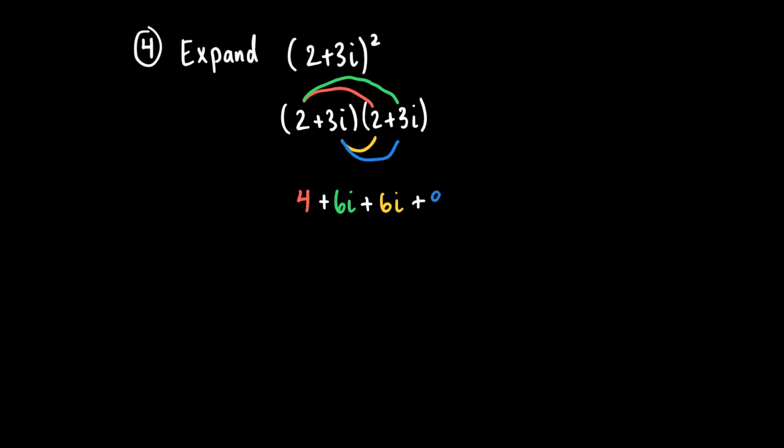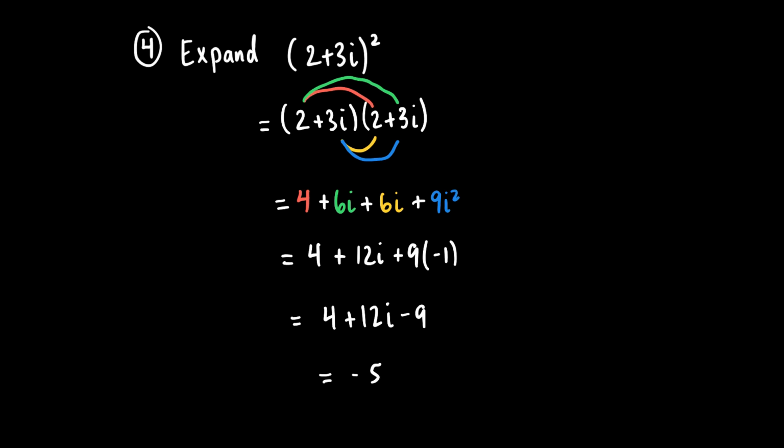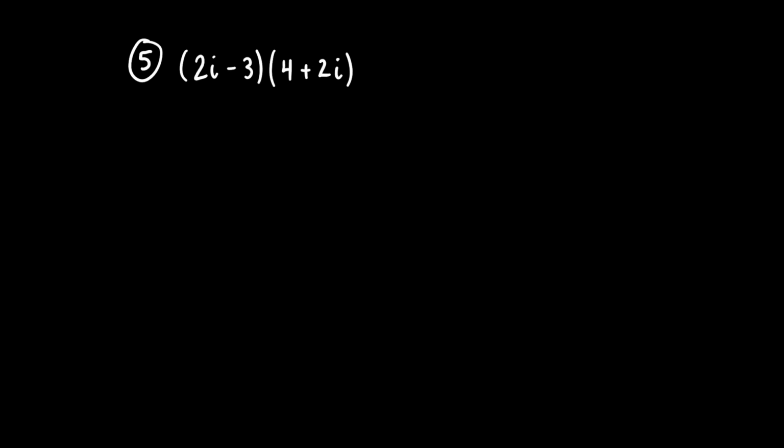Let's do that in blue. Okay. All right, so you get 4 plus 6i plus 6i, that's 12i, and then plus 9 times negative 1. And this is going to be 4 plus 12i minus 9, which is going to be negative 5 plus 12i. All right, one more example. 2i minus 3 times 4 plus 2i.